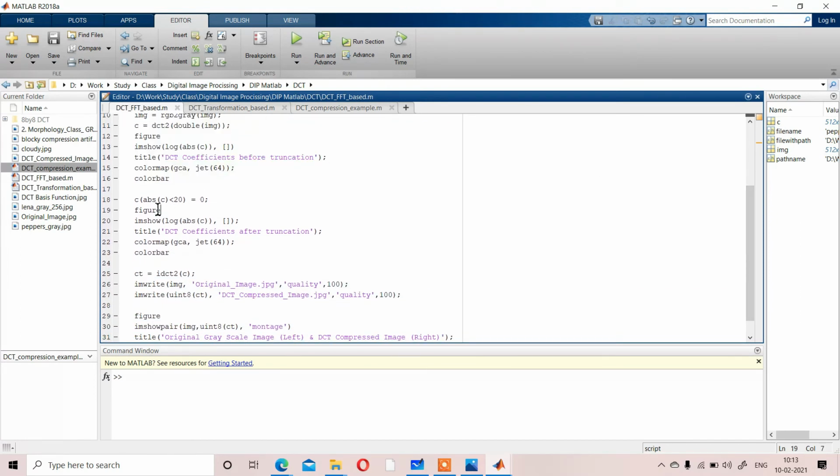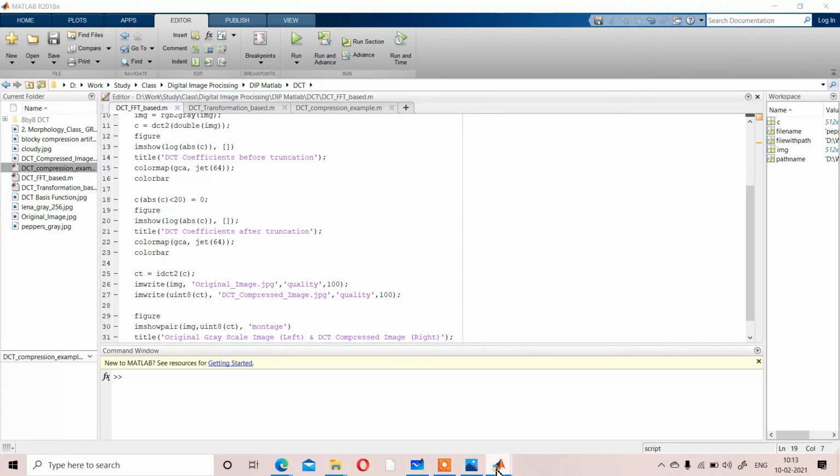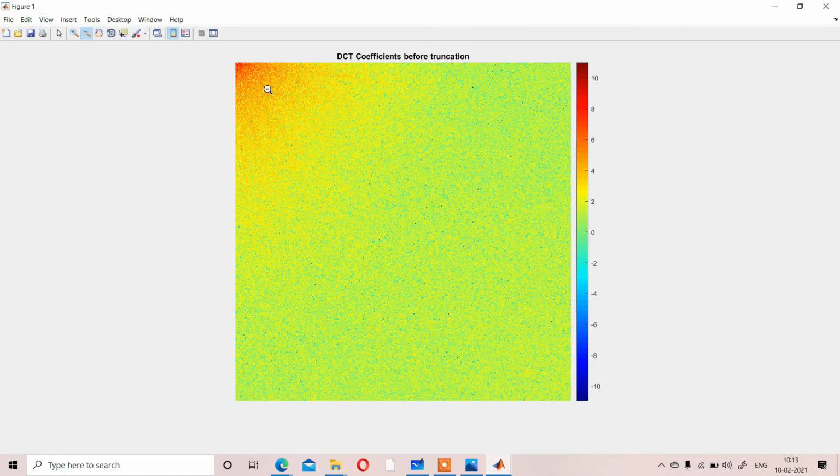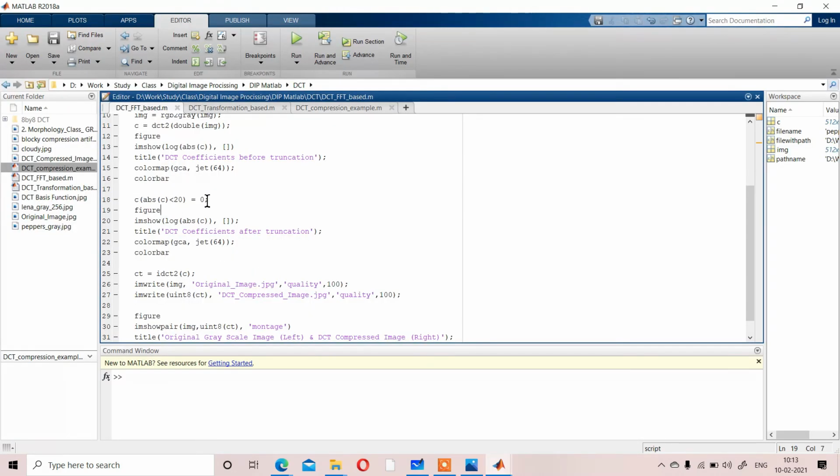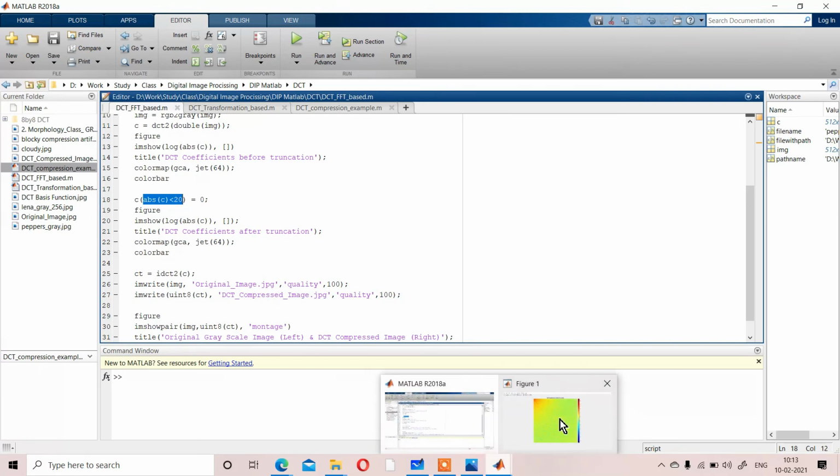To do that, what we are doing, suppose we write C equal to 0. C defines a matrix. For each and every pixel, C has a value. So C is a matrix, and we are making the value of C equal to 0 for the condition where the absolute value of C is less than 20.